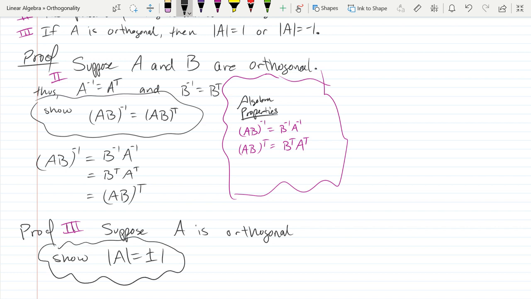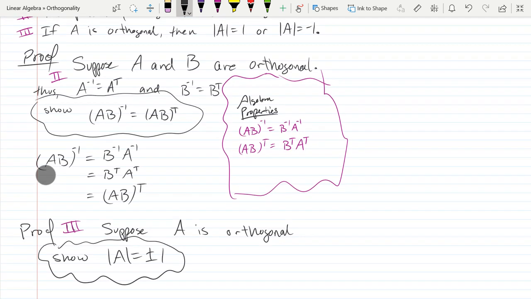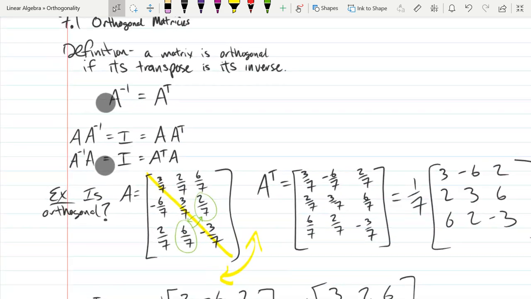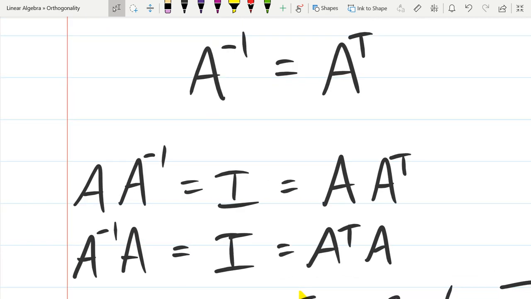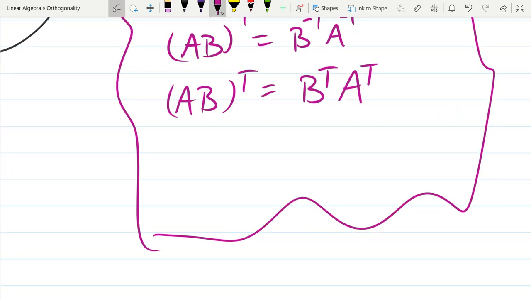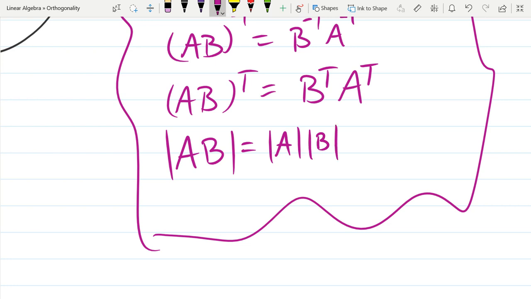So you need to show that determinant is plus or minus 1. I'm going to quickly scroll up to all those equivalent algebraic definitions of orthogonal. So not just the first one, but also the other, all these are true for the matrix A. So use these to show your determinant has to be 1 or negative 1. And there is one more algebraic property you need of the determinant. Your determinant splits across multiplication, like this. So determinant of AB is determinant A times determinant B. So you will need that property as well.